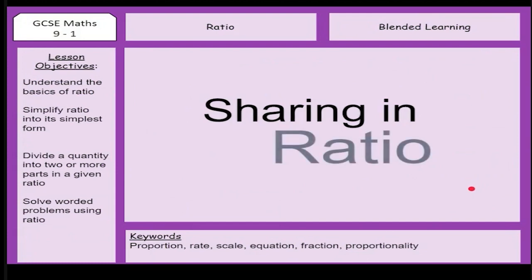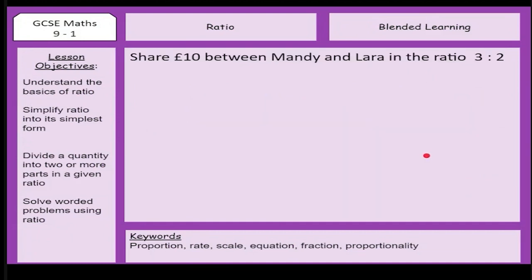Now let's have a look at sharing in a ratio. So I have £10 and I want to share that £10 between Mandy and Lara in the ratio of 3 to 2. Now remember, when we're talking about ratio, we're talking about parts. Okay? Mandy has 3 parts. Lara has 2 parts. All these parts added together equal this £10.